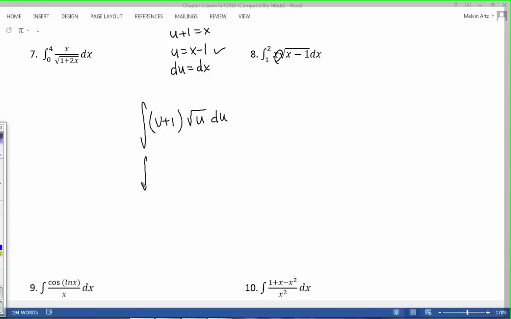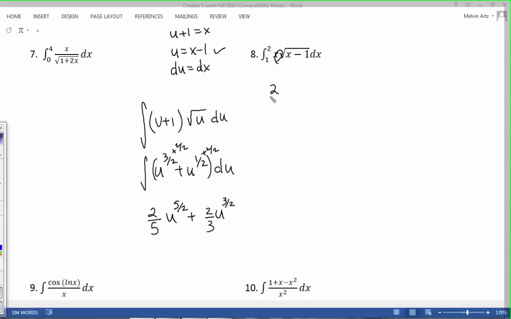And let's multiply the square root through. So we'd have u to the 3/2 plus u to the 1/2 du. Now we can take our antiderivative. So we're going to be adding 1 to our exponent to get u to the 5/2, and that's divided by 5/2, or multiplying by 2/5, plus u to the 3/2 divided by 3/2, or multiplied by 2/3.